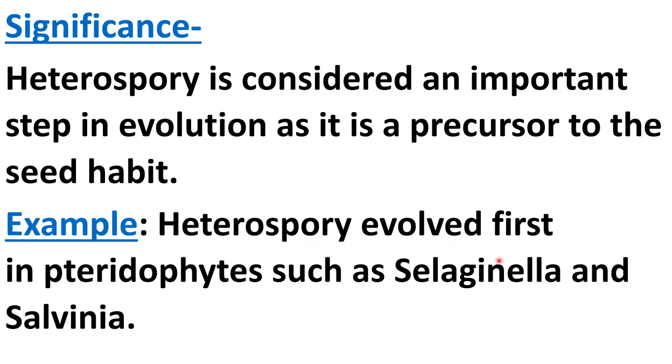After that, example of heterospory. So heterospory evolved first in pteridophytes such as Selaginella and Salvinia. So these examples of pteridophytes are given here.